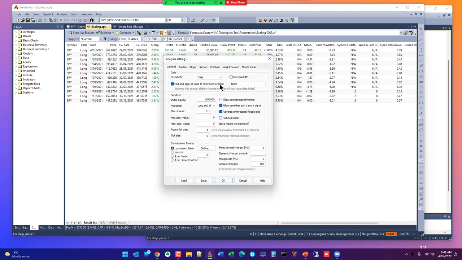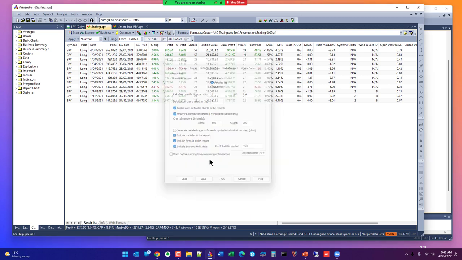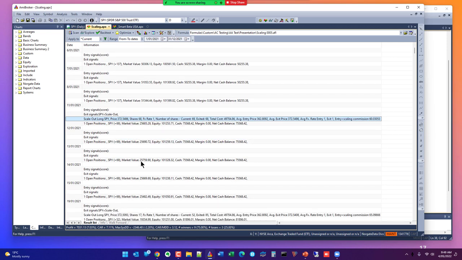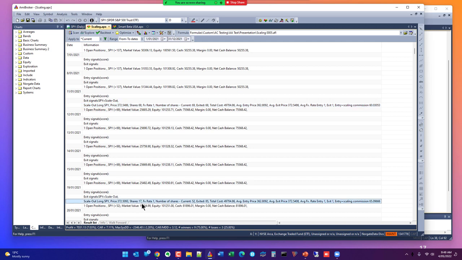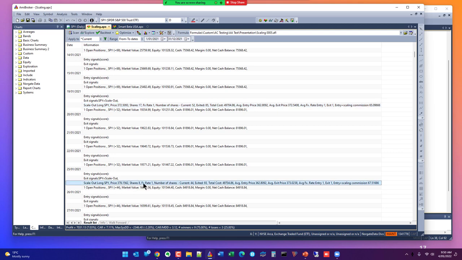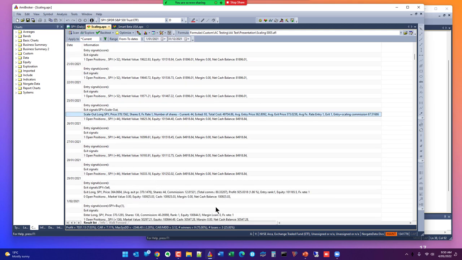And if we have a look at the detailed log, what we'll see is, yeah, 137 here, then we're scaling out at half the value when we get here, so 68 shares, and then you'll see the next one, 17, so far less than 50% of this. Well, it's actually 25% of this one, and then 8 at the last one, before the final exit. So that's a way you can decrease the size of your position as you go.